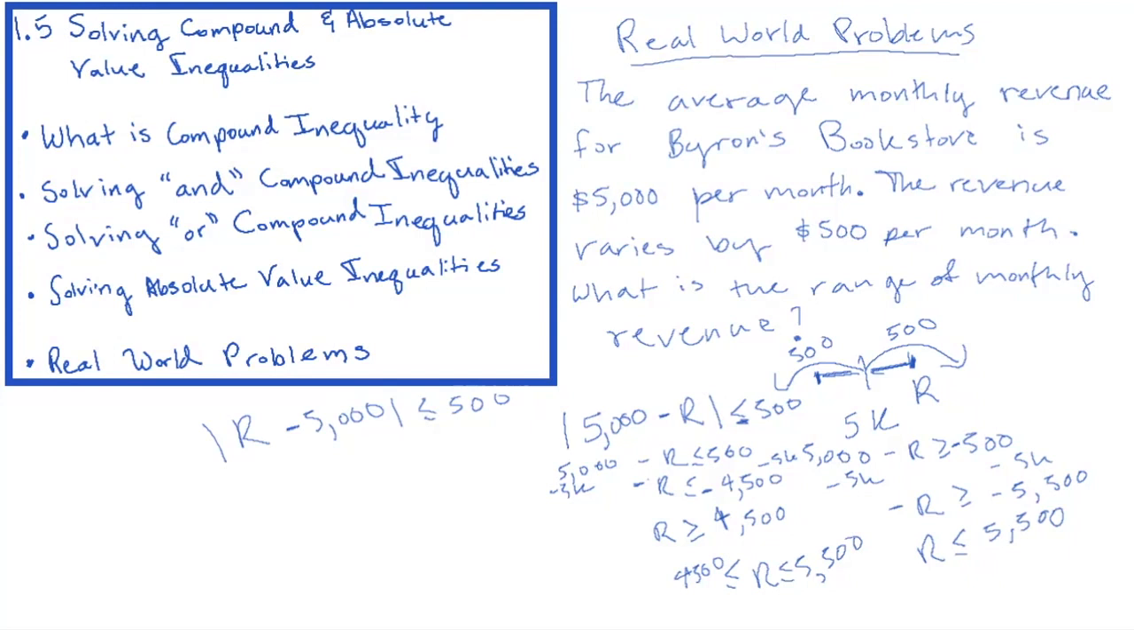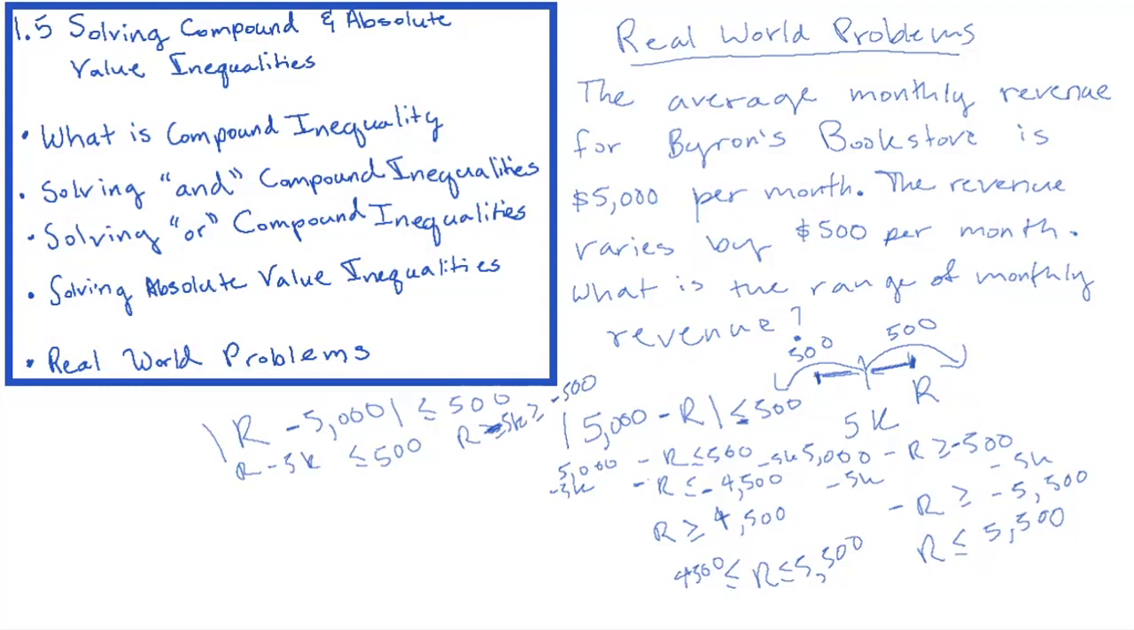Now, let's check the other one just to make sure that everything worked out. So what if we did it this way? Our two cases, once again, would be R minus 5K, and I'm just going to write 5K, I'm sure y'all know what I'm talking about, is less than or equal to 500. And then R minus 5K is greater than or equal to negative 500.